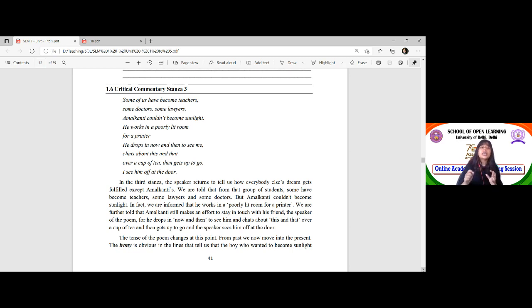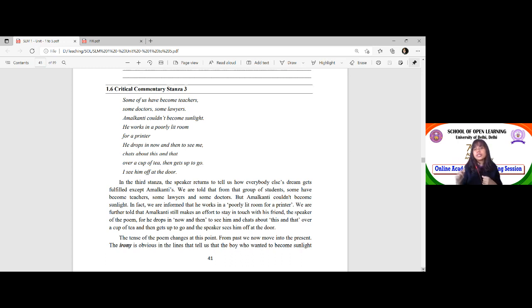What did Amal Kanti become then? He works in a poorly lit room for a printer. So he works at a printing press. And you know that printing presses are usually in the basement and underground, and it's very dimly lit. Like there's not a lot of light because obviously it's in the basement, it's underground. You don't get sunlight or natural light.